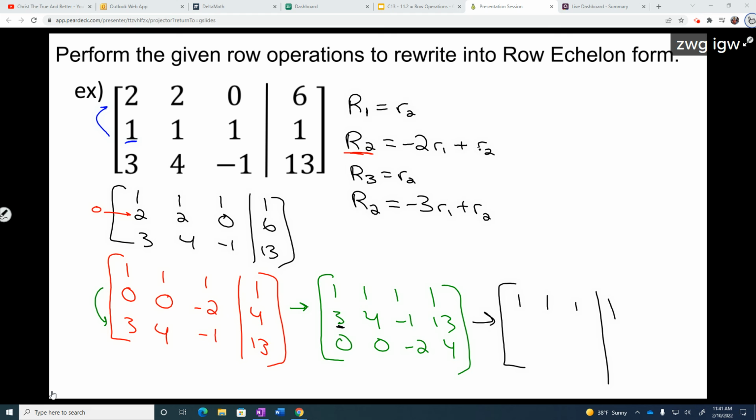So -3 times 1 is -3. -3 plus 3 is 0. -3 times 1 is -3. Add 4 to this one, right? -3 times 1 plus -3. What's that equal? -4. -3 times 1 is -3 plus 13. Good. And we'll keep the bottom row.